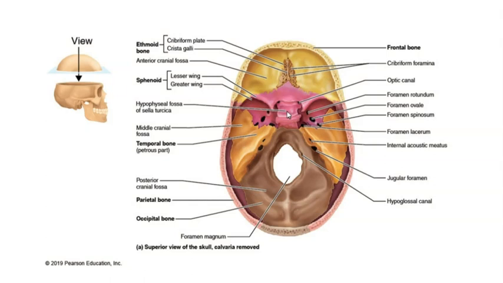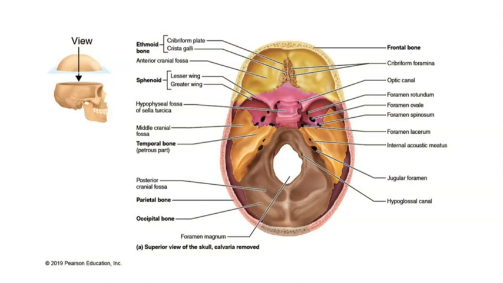In the middle of this saddle, there's a little depression called the hypophyseal fossa, labeled here. The fossa in the middle of the sella turcica is where the pituitary gland sits. The pituitary gland is a small gland at the base of the brain. It's part of the endocrine system, and we'll talk about that in A&P2.